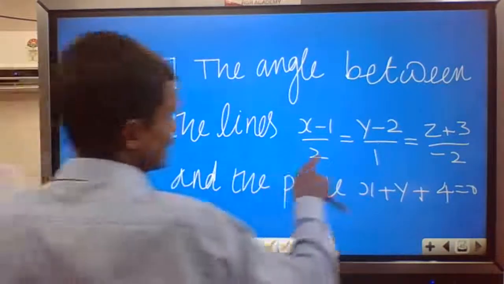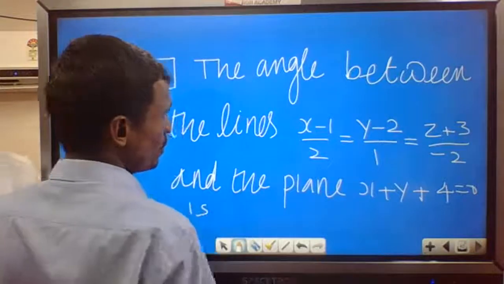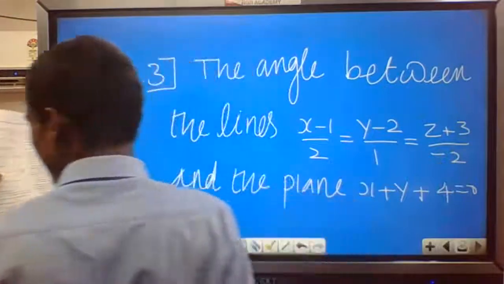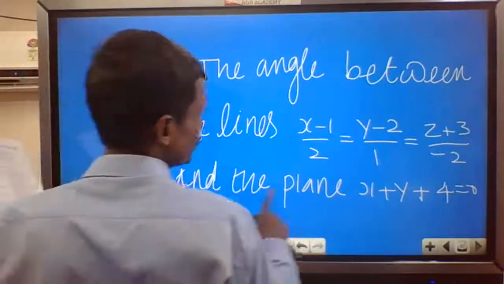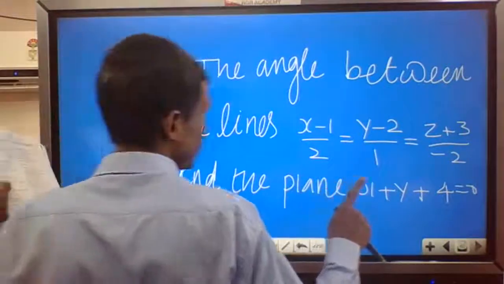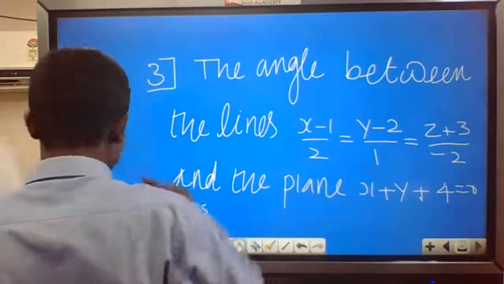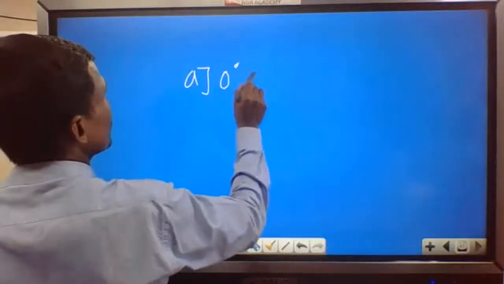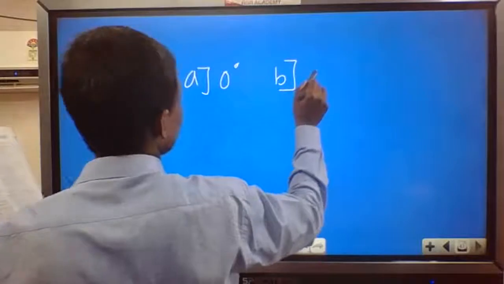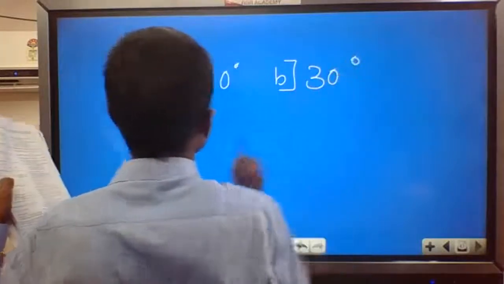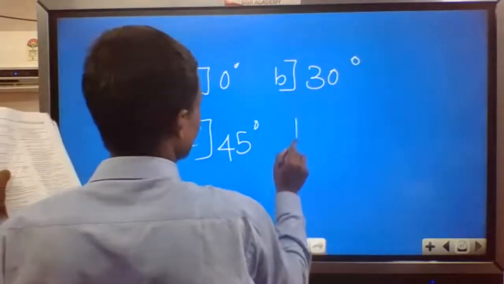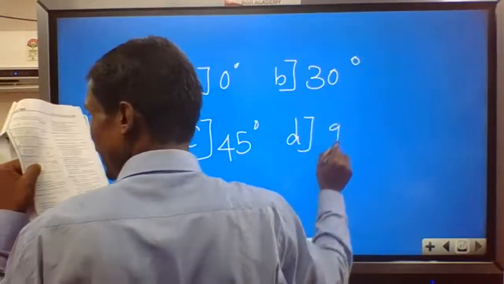The angle between the line x minus 1 divided by 2, y minus 2 divided by 1, z plus 3 divided by minus 2, and the plane x plus y plus 4 equals 0 is: a equals 0 degrees, b equals 30 degrees, c equals 45 degrees, d equals 90 degrees.